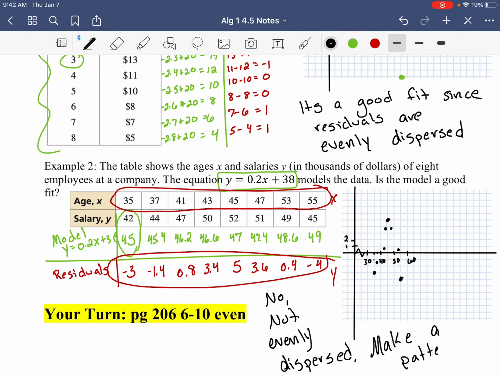Since it makes some other kind of pattern, that makes us think that it's probably not linear. There are other types of functions besides lines. So it's not evenly dispersed, it makes a different type of pattern, so it's probably not linear.